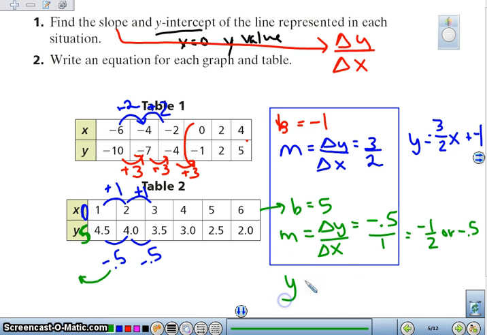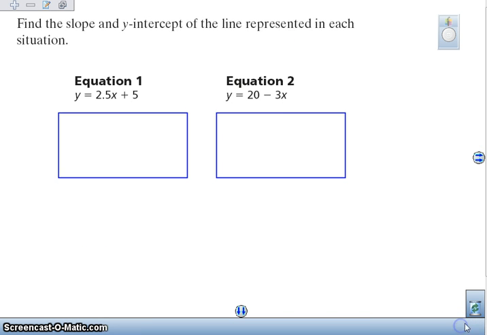What is my equation for that second graph? My equation is going to be y equals negative 1/2 x plus 5. Or, if I wanted to write it with a decimal, I could have y equals negative 0.5 x plus 5. If you need to pause the video to make sure you have this all written down, please pause the video.